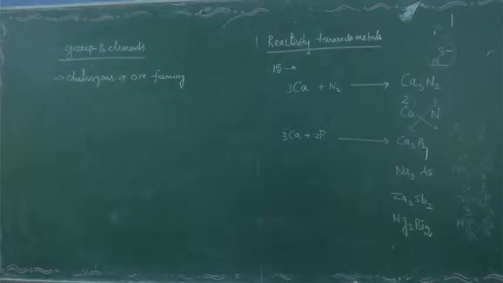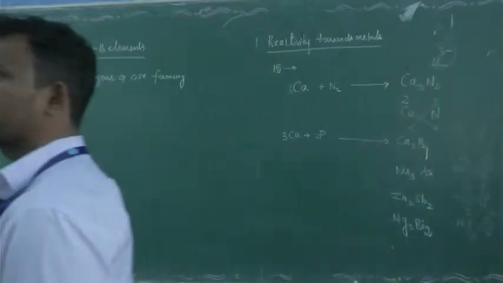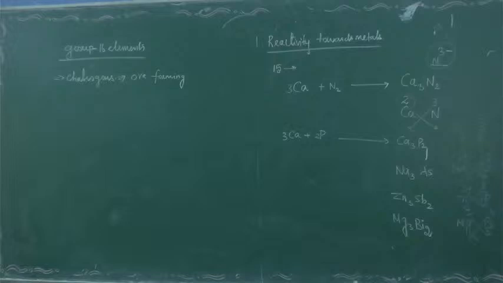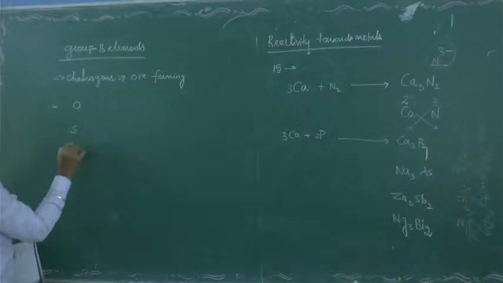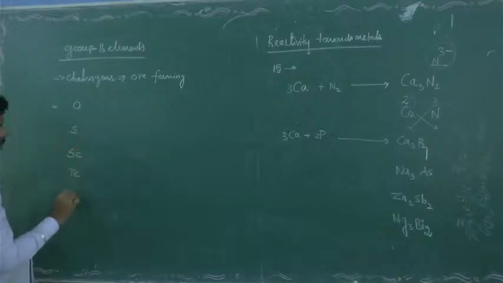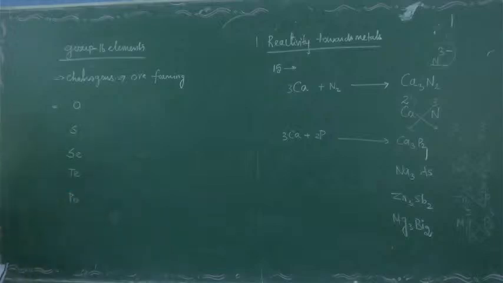Is it clear? Mostly the ores are available either as oxide ores or sulfide ores. That's why it's called chalcogen; chalcogen means ore forming. So what are the elements present in group 16? Oxygen, sulfur, selenium, tellurium, and polonium.